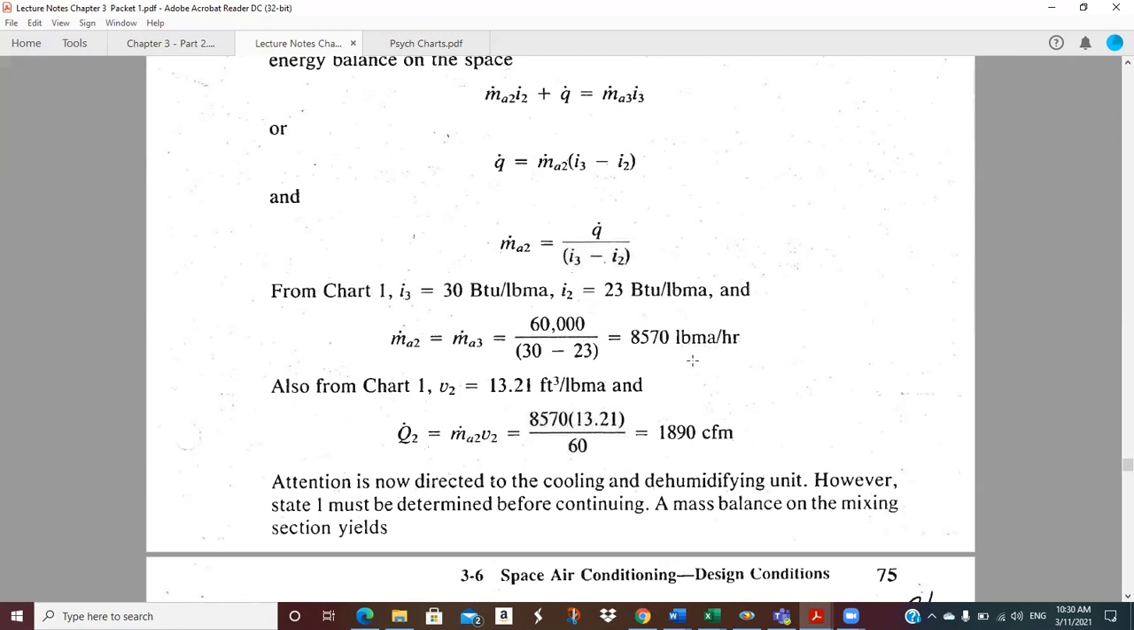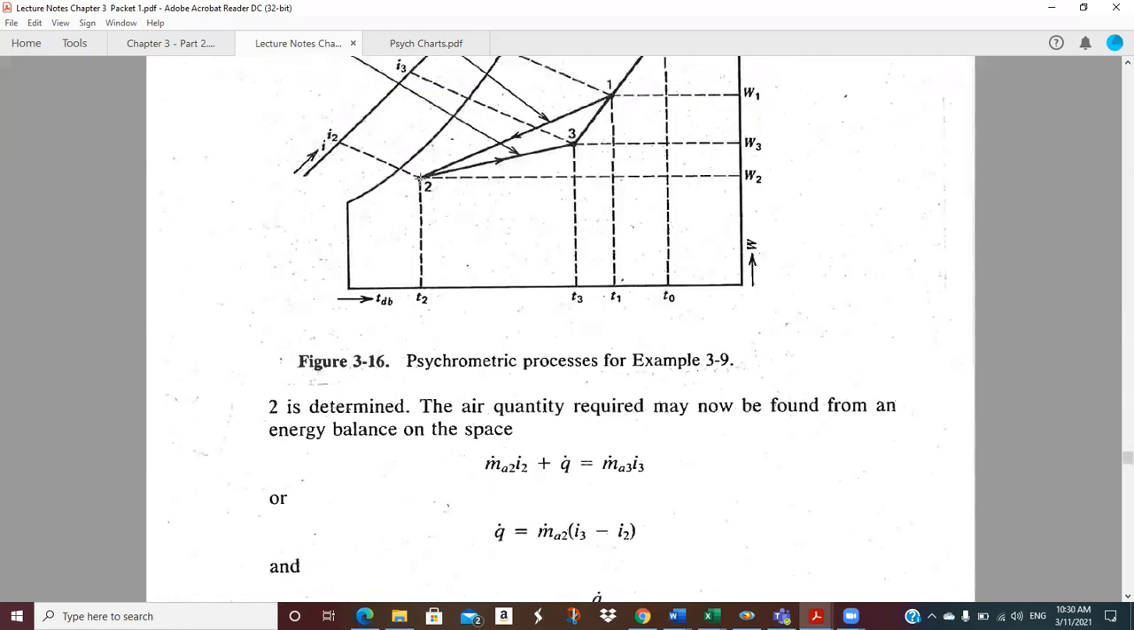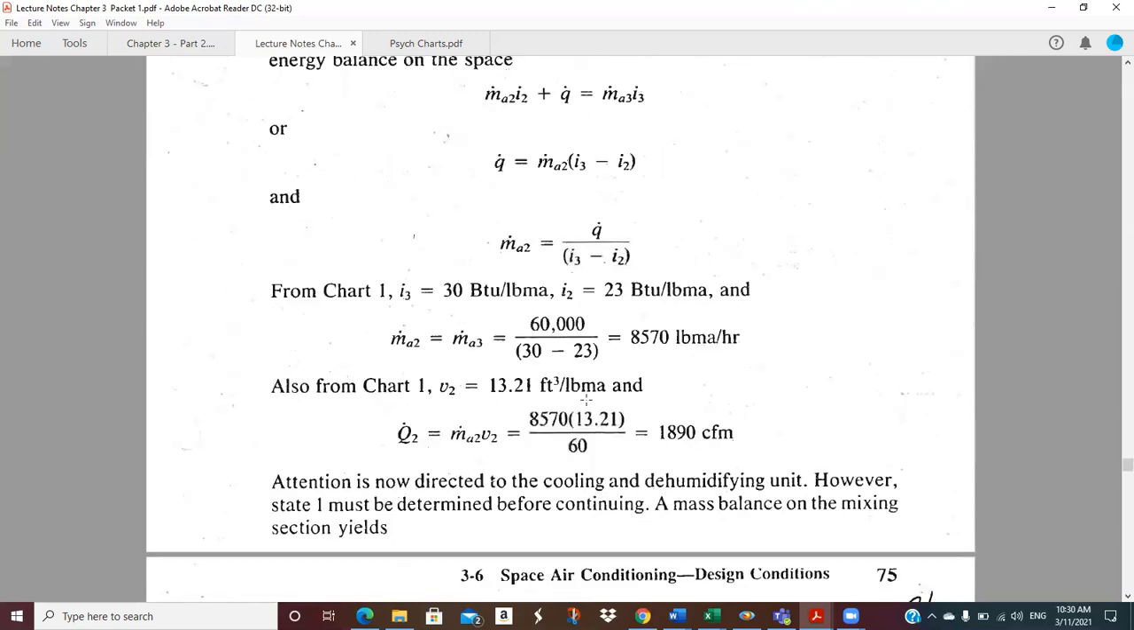And, you know, they always want the volume flow. So this is just kind of the reverse. You take the pounds mass of dry air per hour times the specific volume, and that would be at this condition, because that's the condition that we calculated it for. Specific volume is 13.21, and this is per hour. So we have to divide by 60 to get hours to minutes. And so this gives us 1,890 cubic feet per minute of supply air.